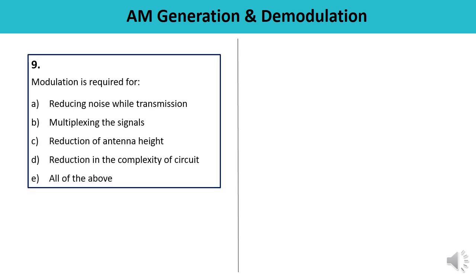Question number 9, modulation is required for. Whether the modulation is required for reducing noise while transmission, or multiplexing the signals, or reducing the antenna heights, reduction in the complexity of circuit. So here modulation is required for reducing noise, multiplexing, at the same time reduction in antenna height and reduction in the complexity of circuit. It means the correct answer is E.